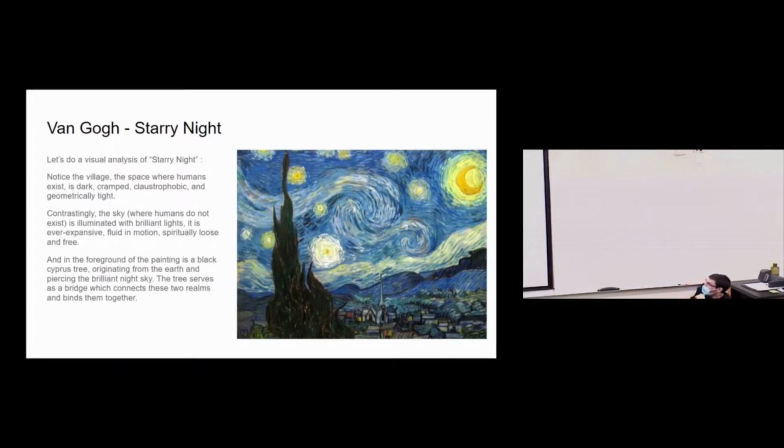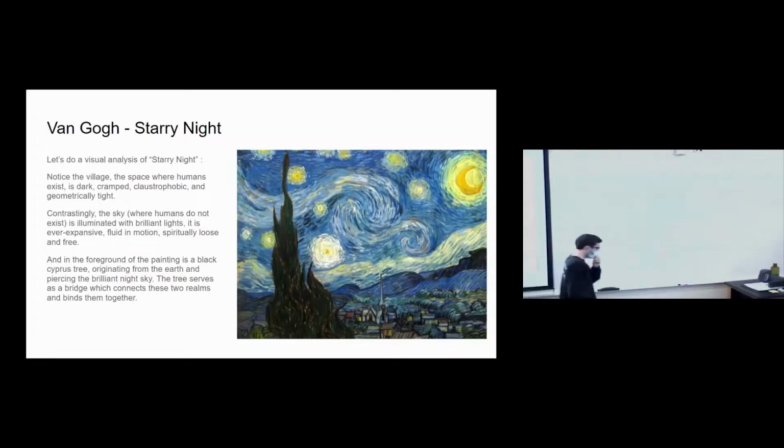Now, when doing a visual analysis of a painting, what you do is you just pick out different objects within the work. And I might turn the lights down, dim them a bit, just so we can see it a little bit better. Yeah, I think that's a lot better. The colors are much more vibrant.